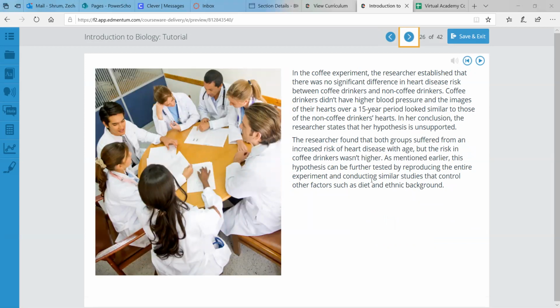So, the researcher established there was no significant difference in heart disease risk between coffee drinkers and non-coffee drinkers. That's good to know because I drink coffee and it's great, but some of my friends do not think so. So she has to conclude that her hypothesis is unsupported, and she has to reject the hypothesis.